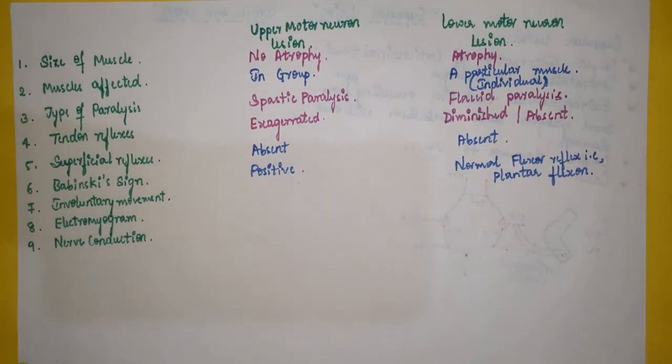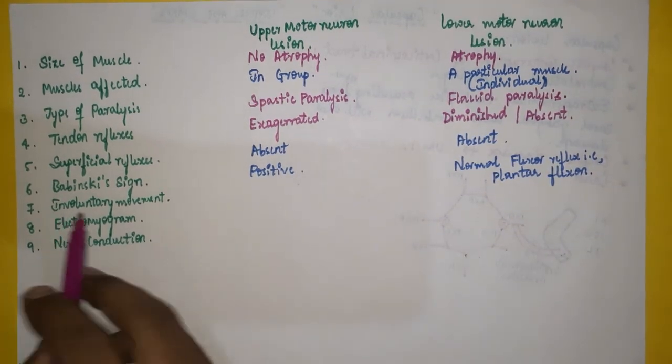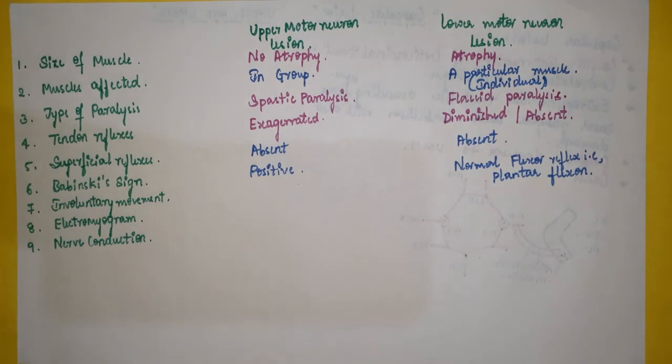Okay. Now, involuntary movements. Involuntary movement in the upper motor neuron lesion is absent, but it is present in the lower motor neuron lesion, like twitches. Involuntary movements are like twitches.